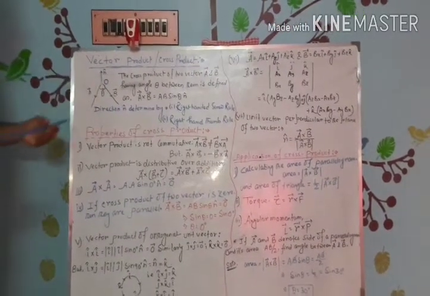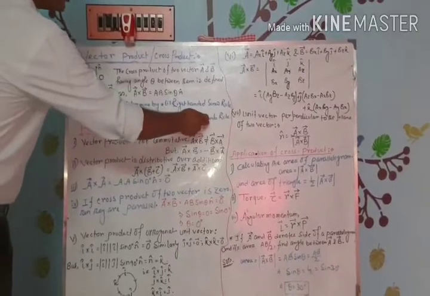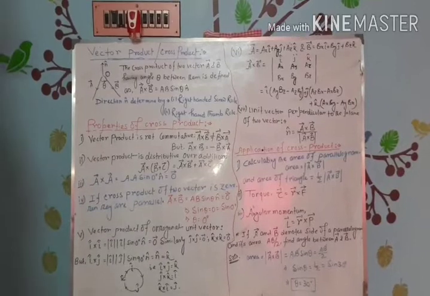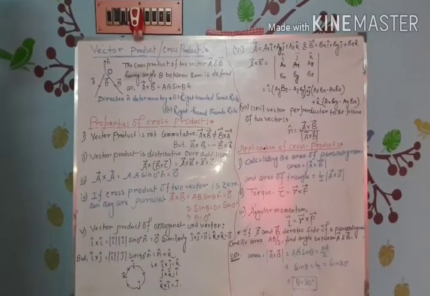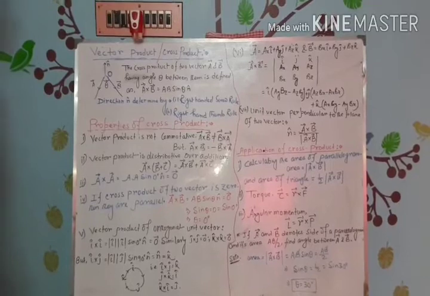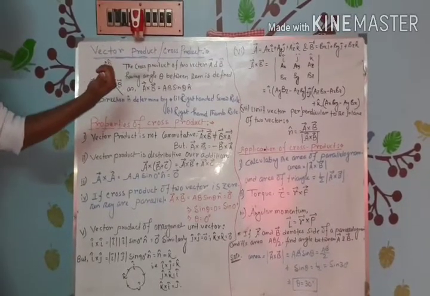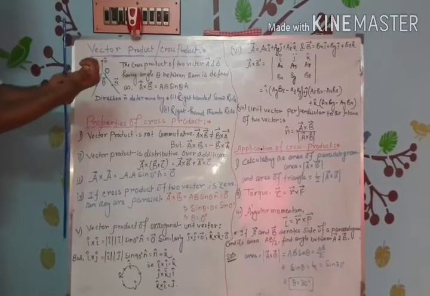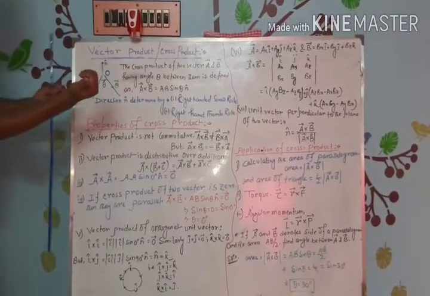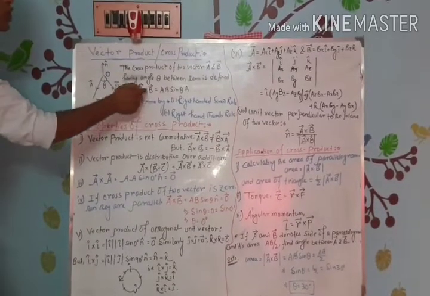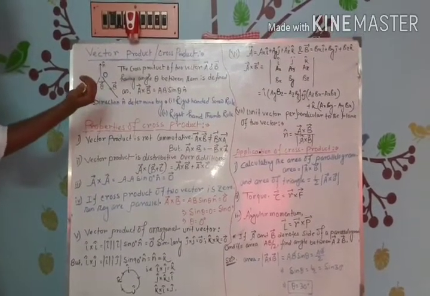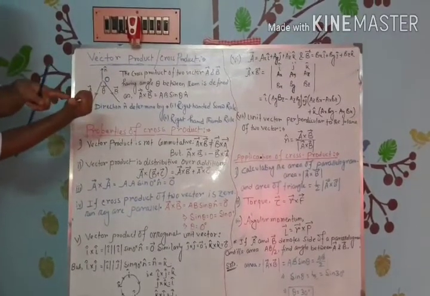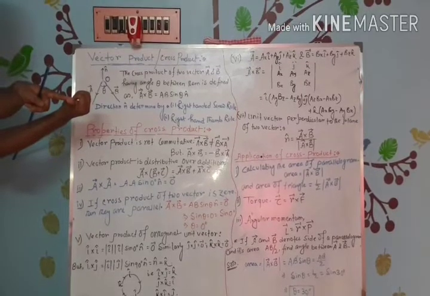Okay. Secondly, you have to know the right hand thumb rule to determine the direction of the cross product. Now you have to keep your right hand like that, where your curled fingers represent the direction of rotation. That is, if you want to determine A cross B, then you have to rotate your curled fingers from A to B. Then your thumb will give the direction of the cross product.